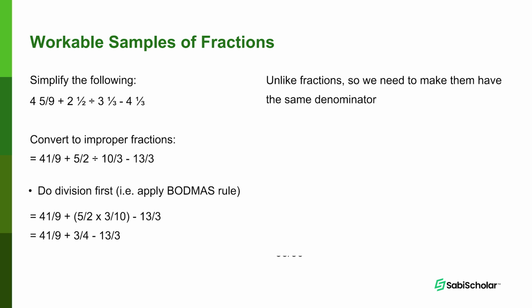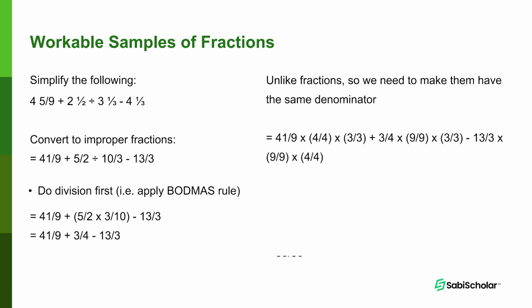So for us to be able to add and subtract them, we need to first make them have a common denominator. And like I said earlier, if you want to make fractions have a common denominator, you multiply each of the fractions by the denominators of the other fractions. So we are going to do 41/9. We multiply by the denominator of 3/4 and 13/3. We take 3/4 and multiply by the denominator of 41/9 and 13/3. We take 13/3 and multiply by the denominator of 41/9 and 3/4.